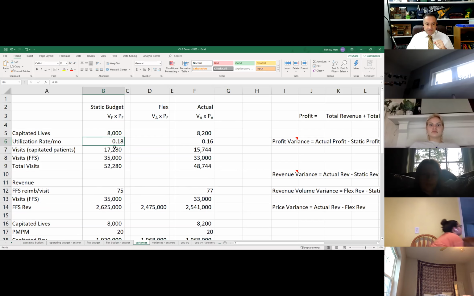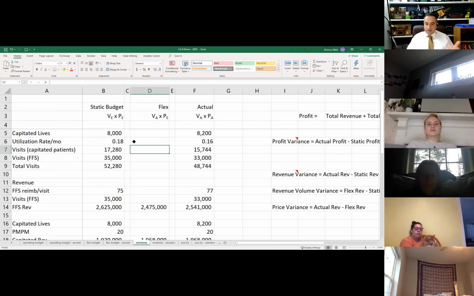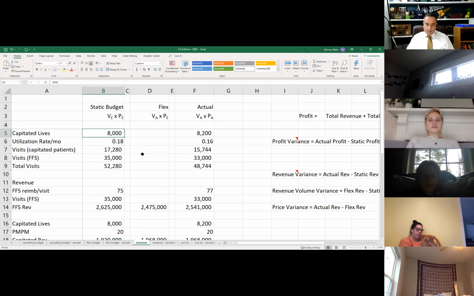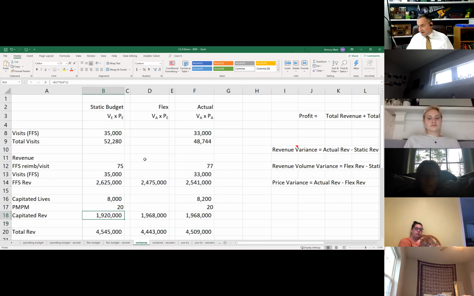I could potentially give you, in this case, I didn't give you the number of visits. I could potentially give you the number of visits and the utilization rate and not tell you how many capitated lives. And you should be able to back into how many capitated lives, because the number of visits is equal to the number of capitated lives times the utilization rate times 12. So if I gave you, say, two different numbers instead, you ought to be able to back into what that number is. Okay? And that number is important for calculating your revenue. So maybe I do that instead on the exam.